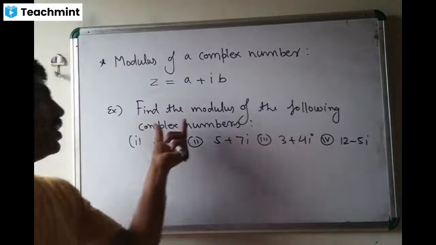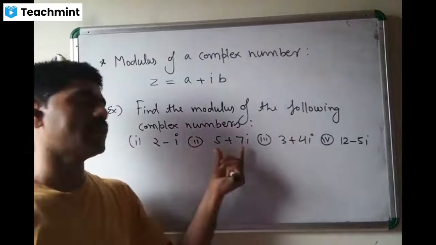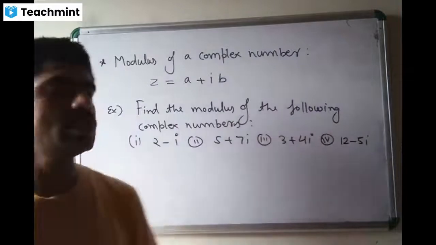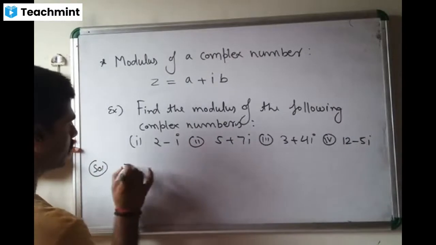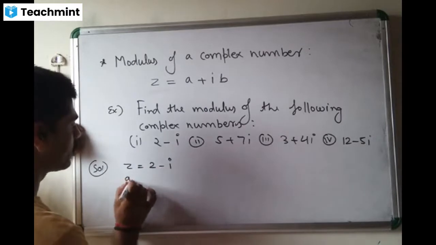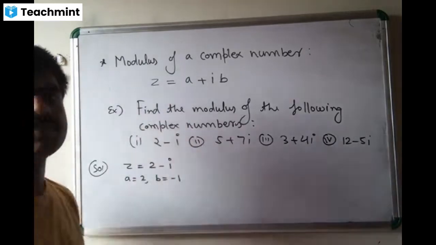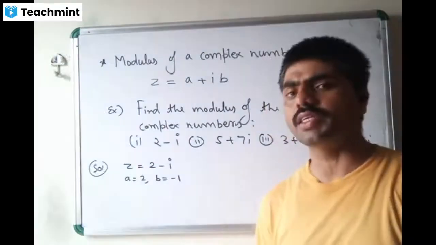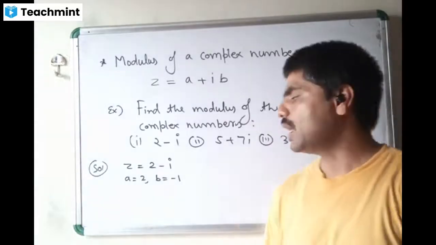So now see, find the modulus of the following complex numbers: 2 minus i, 5 plus 7i, 3 plus 4i, 12 minus 5i. Now see the solution for the first. Z is equal to 2 minus i. 2 minus i means what? a is equal to 2 and b is equal to minus 1, because if you compare with a plus ib, you get the real part is 2 and the imaginary part is minus 1.